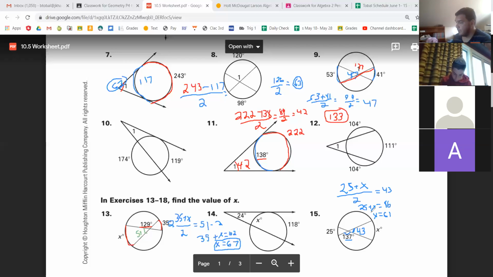Yeah. I did that one pretty quickly. Does anyone have any questions for 13 or 15?